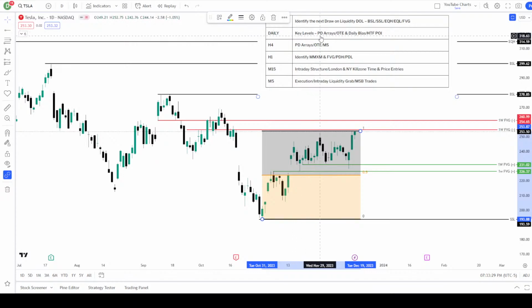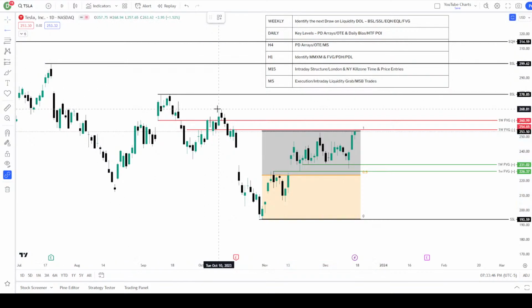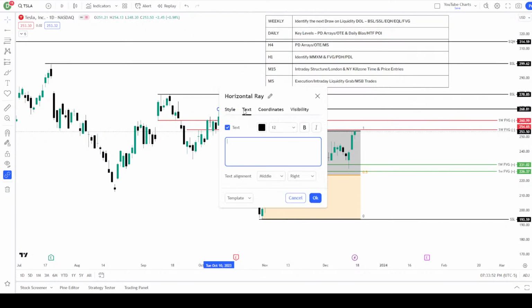So when we look at key levels, premium discount arrays, arrays are just levels, horizontal levels. And we're going to look at any that aren't already on our chart. Okay, so I see one here that also is relative equal highs on the daily time frame. So we're going to mark that one off. Make sure it's black so it doesn't confuse us. Okay, and that is a buy side liquidity equal high.